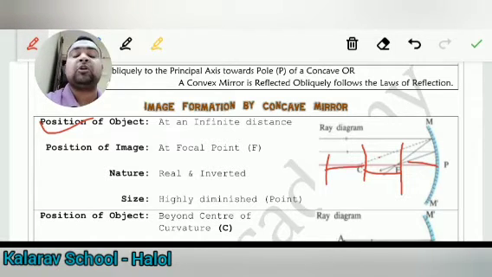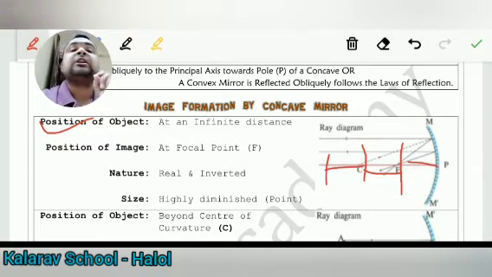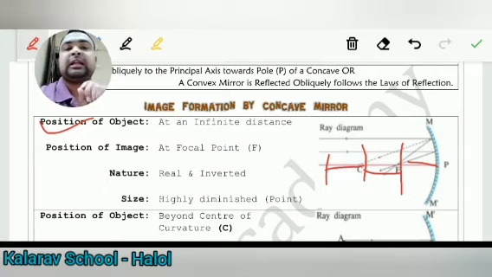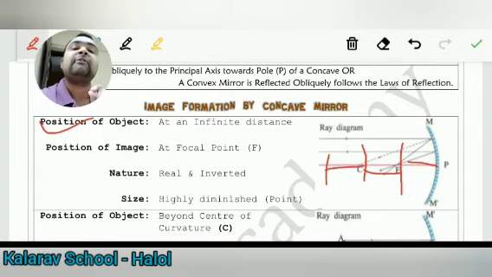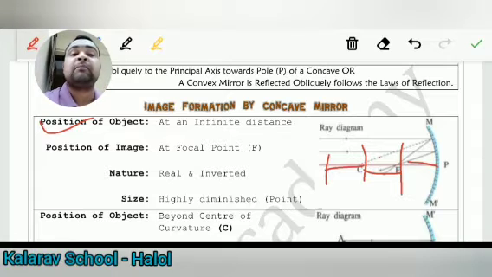F and P. Okay, so in this way you are seeing that you are keeping your object closer and closer and closer to the what? Mirror. Okay, now for each and every position we have to construct the ray diagram. Whenever there is a question about the ray diagram, they are only giving the object position and the type of mirror, and you have to construct the ray diagram.